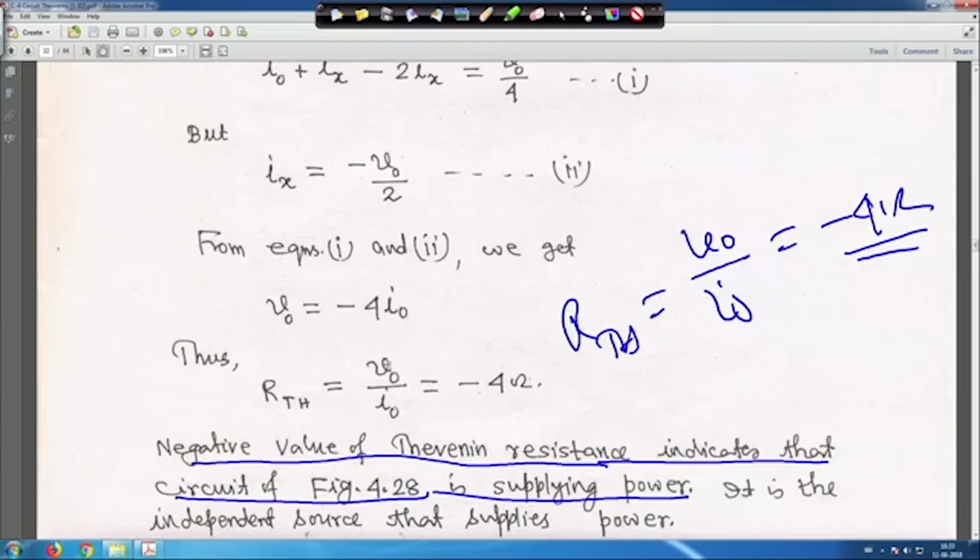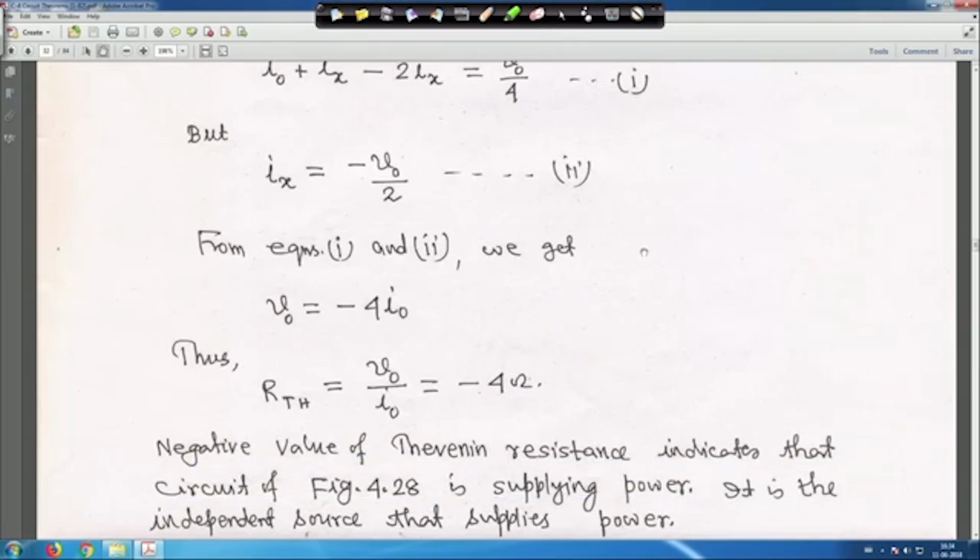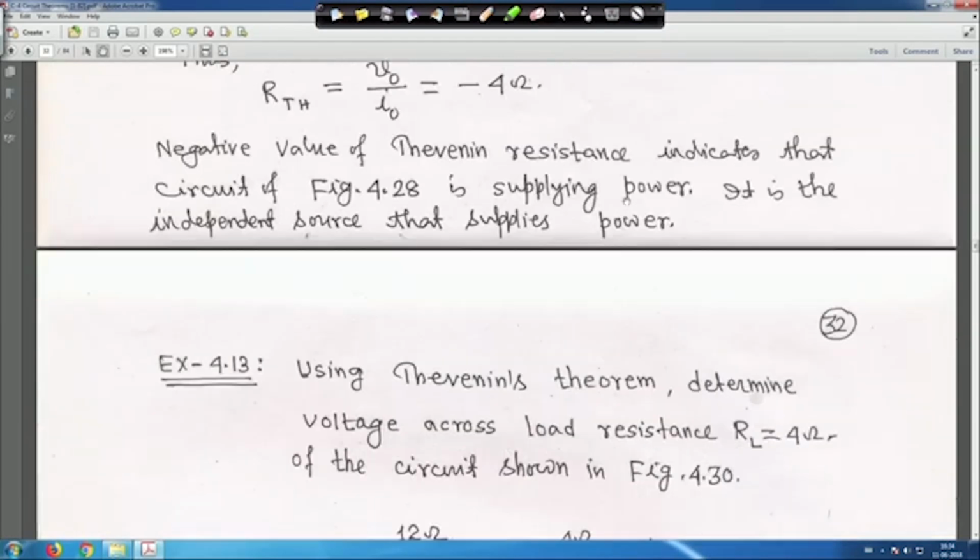So, in this case we got this relationship V 0 is equal to minus 4 I 0. So, no need to set an I 0 value, because directly we are getting the V 0 by I 0 ratio as minus 4 ohm. So, this is one example I gave for negative Thevenin resistance. Okay. So, next we move to another one.